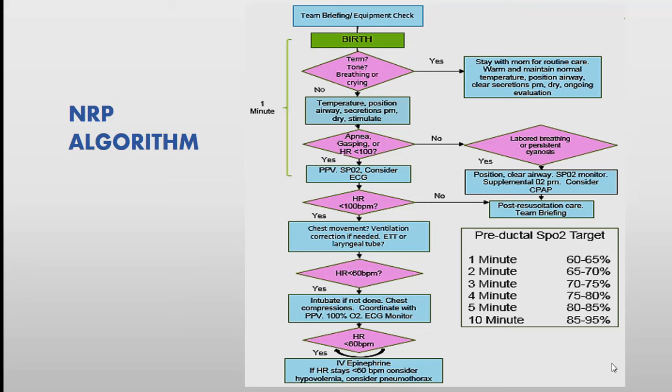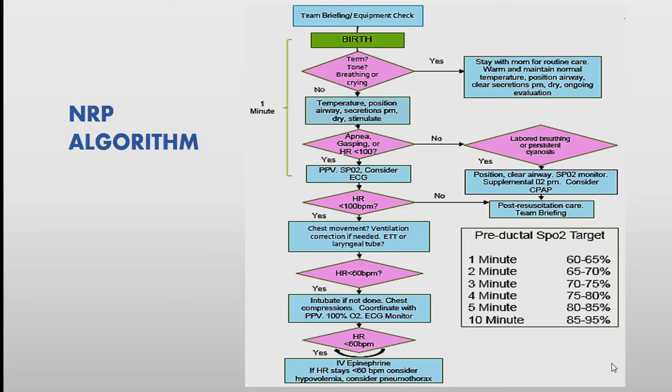So now we're going to go ahead and go over the NRP algorithm. First, I just want you to note that in the algorithm there are several different blocks. Some of the blocks are rectangular and some of them are diamond-shaped. The diamond-shaped blocks represent an assessment that needs to be made, whereas the rectangular blocks represent an action that needs to be taken. I can't stress enough that you need to complete whatever is in the current block before proceeding down to the next block in the algorithm.